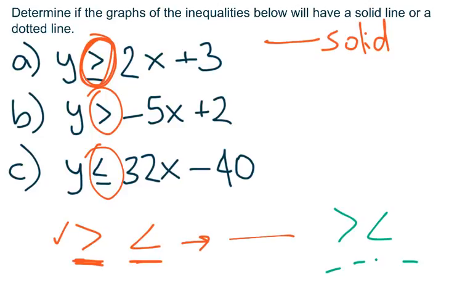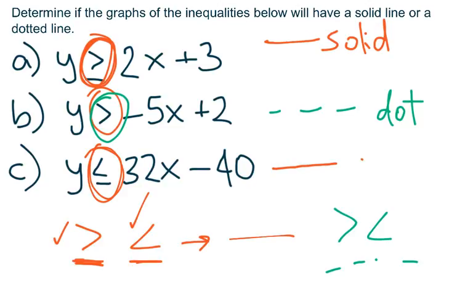In this next case, we have a greater than symbol. There's no equal to, so the graph of the equation itself does not make the inequality true. So this gets a dotted line. And in this last case, again, we have a less than or equal to symbol. That means that the graph itself is part of the values that make the inequality true. So this would get a solid line.